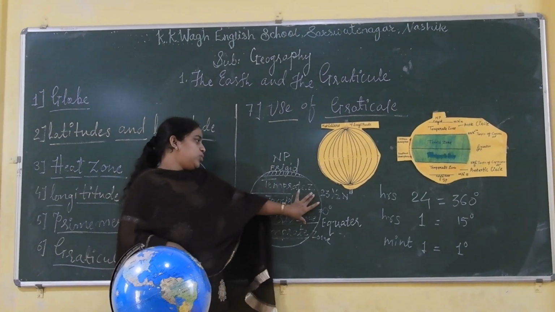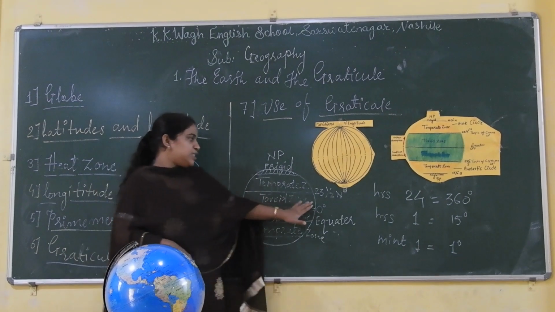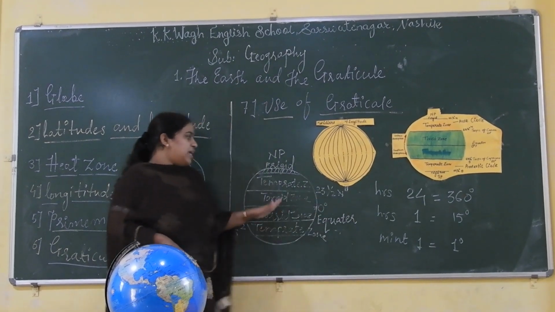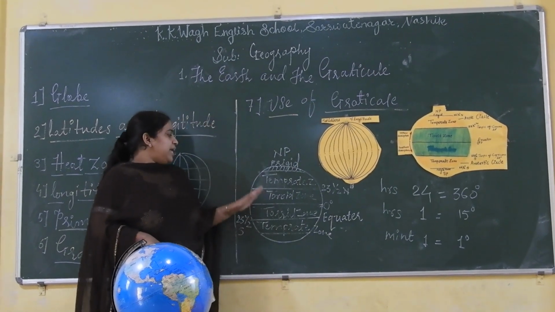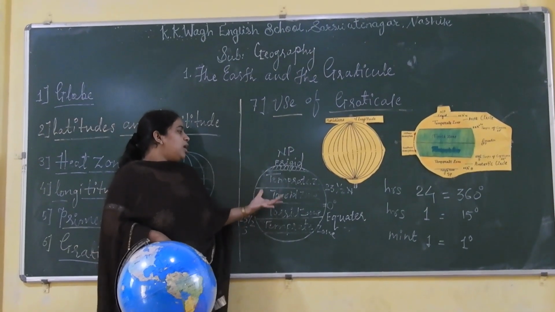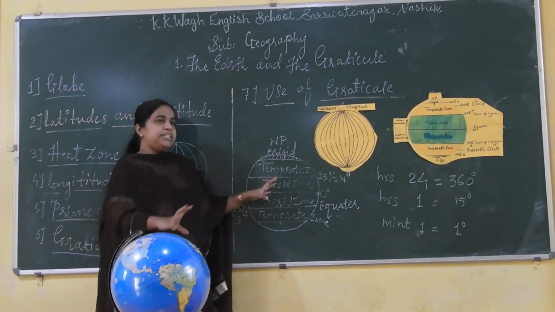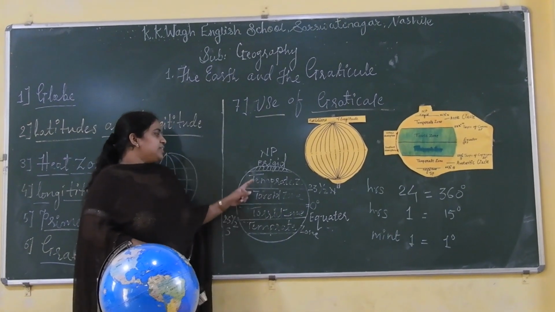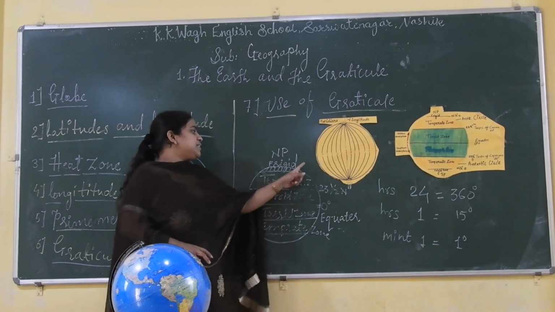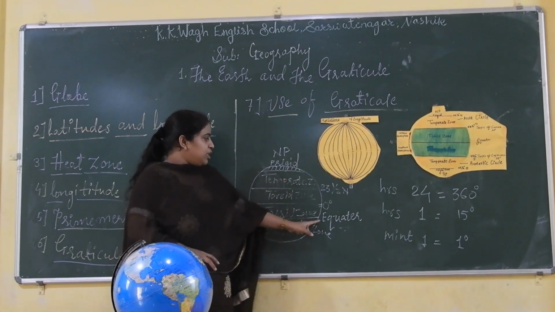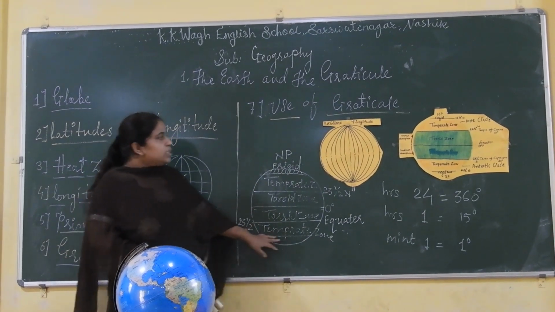Why do we call it the torrid zone? Because this zone gets maximum sun rays, perpendicular sun rays from the sun, and that's why it gets maximum heat. It is considered a hot place. And after that, starting from 23 and a half degrees north to 66 and a half degrees in north, and 23 and a half degrees to 66 and a half degrees in south.